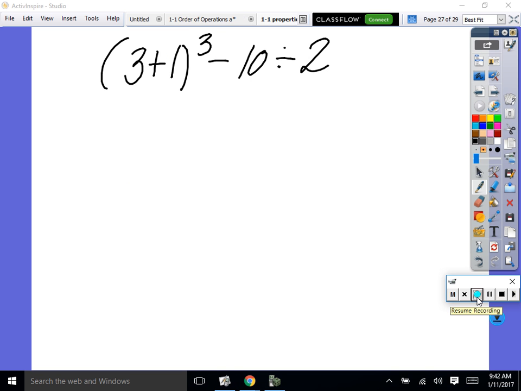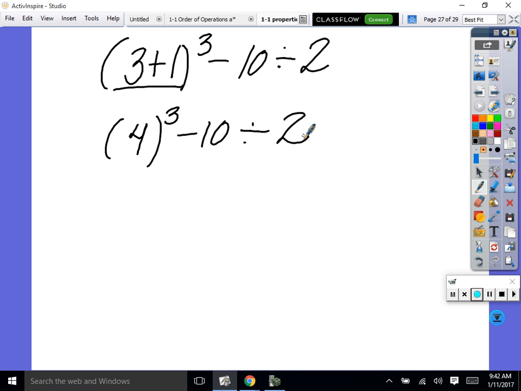Let's start with this example off your worksheet. Parentheses first. So focusing on that, 3 plus 1 is 4, right, everybody? 4 cubed minus 10 divided by 2. So rewrite the problem. Now, exponents come next. Please excuse. So exponent comes next. So you'll type into your calculator.